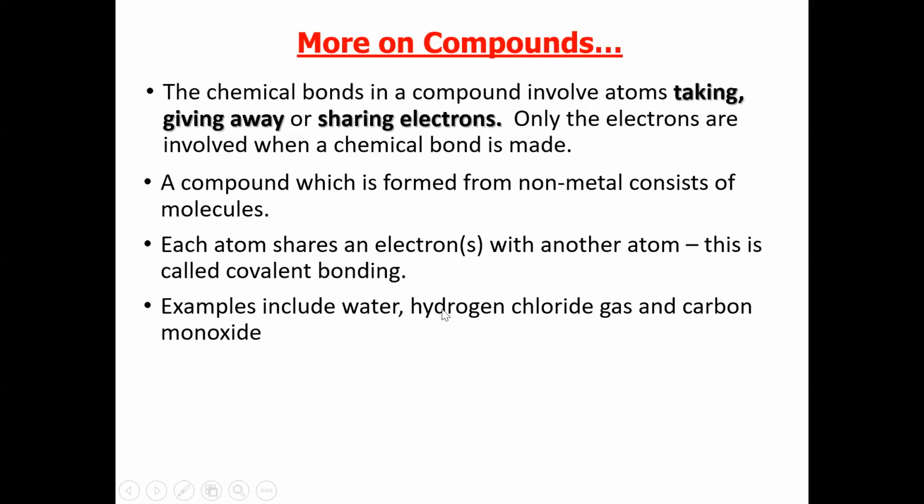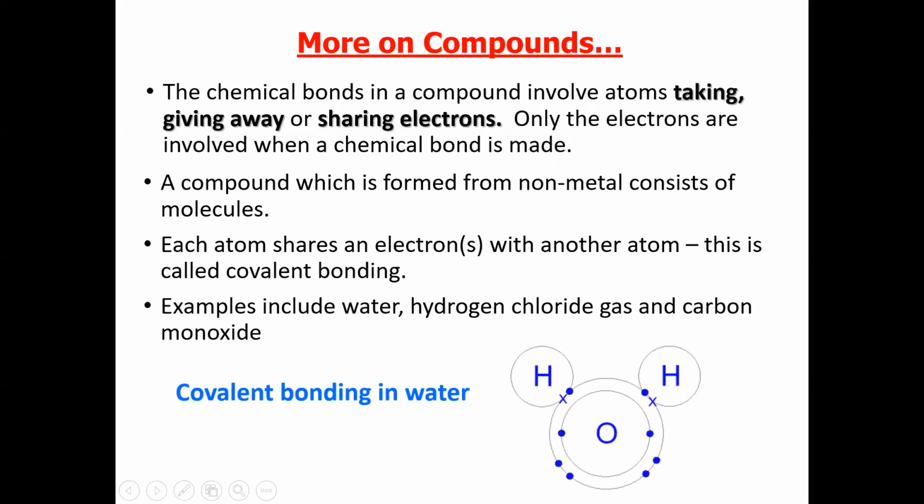They are all compounds. If we look at covalent bonding in water, you can see that that hydrogen atom shares 1 electron with that oxygen atom. That oxygen atom also shares 1 electron with that hydrogen atom. The crosses represent the electrons from hydrogen here, and the dots represent the electrons coming from the oxygen.